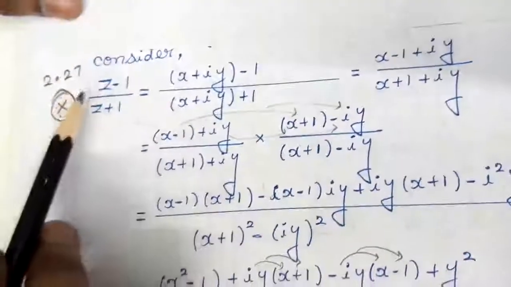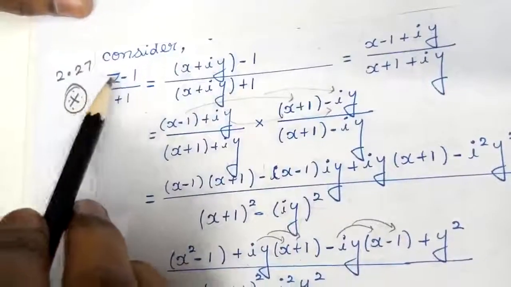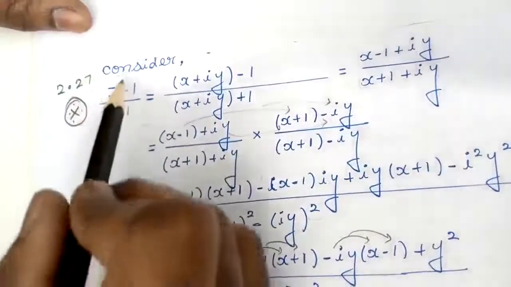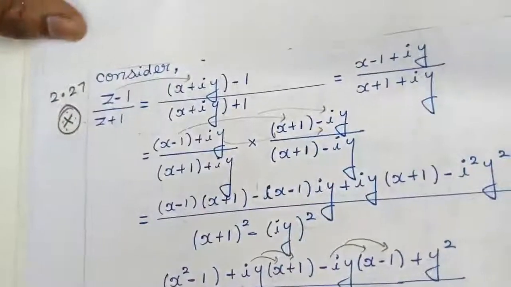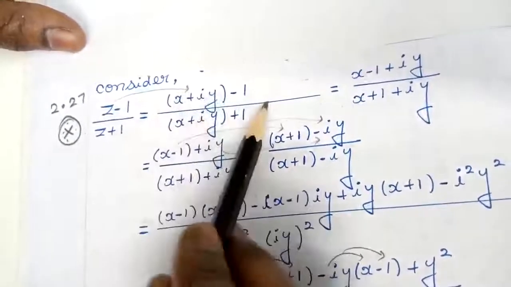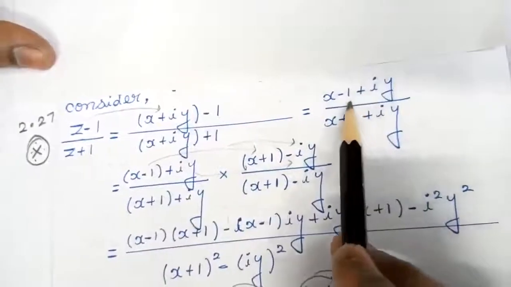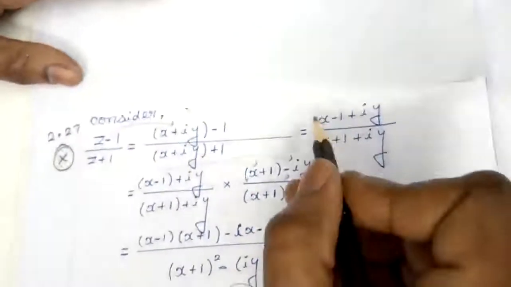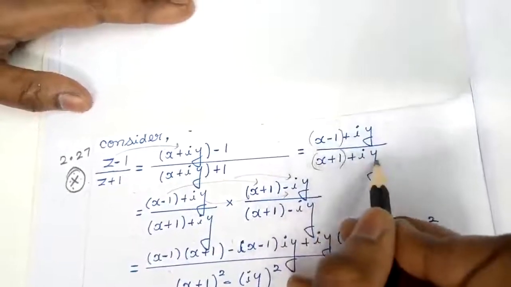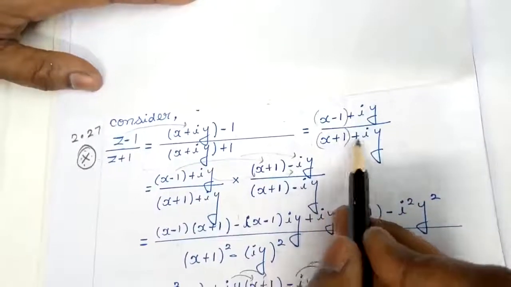Example 2.27. First, inside the argument I am going to take that particular fraction, z minus 1 divided by z plus 1. In place of z, I am going to give the value x plus iy. That is the condition given in your question, students. So (x plus iy minus 1) divided by (x plus iy plus 1). I am going to separate the real part and imaginary part, that is (x minus 1 plus iy) divided by (x plus 1 plus iy). Now check your denominator. What is the denominator I am having? x plus 1 plus iy.